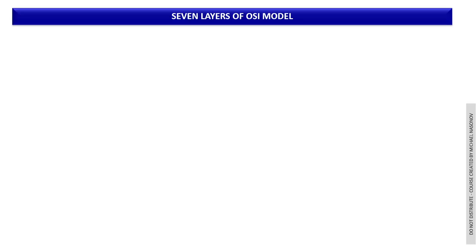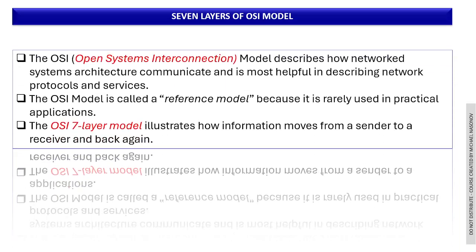Sometimes you are not obligated, however, you might get some very basic knowledge about networking, which is based on the seven layers of the OSI model. The OSI, Open System Interconnection Model, describes how networked system architectures communicate and is most helpful in describing network protocols and services. The OSI model is called a reference model because it is rarely used in practical application. The OSI 7-layer model illustrates how information moves from a sender to a receiver and back again.